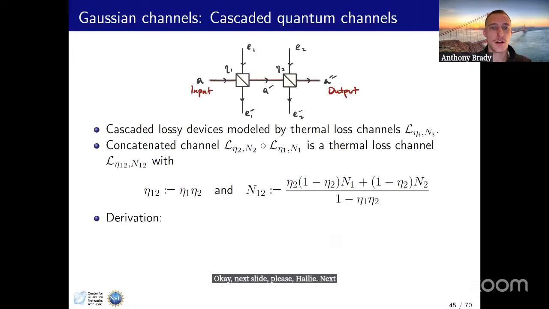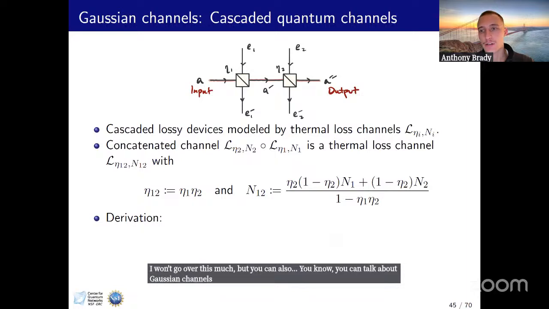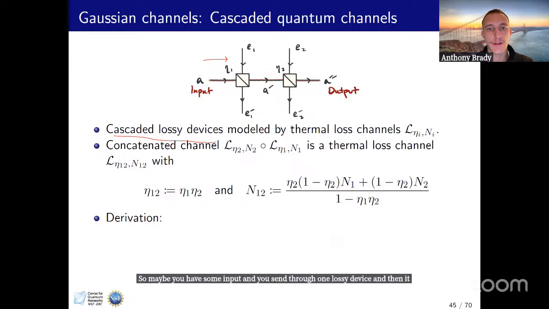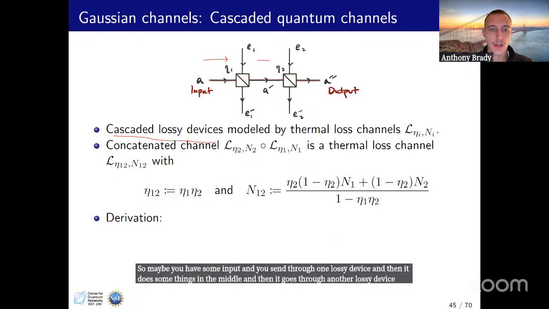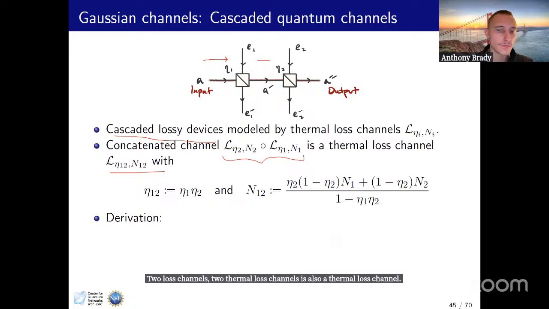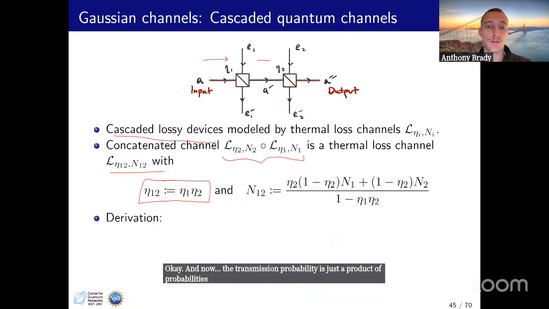Next slide. I won't go over this much, but you can also talk about Gaussian channels and concatenation of Gaussian, or cascaded quantum channels. So, for example, you can describe cascaded lossy devices. So maybe you have some input and you send it through one lossy device and then it does some things in the middle and then it goes through another lossy device and you can ask what happens. So for example, a concatenated channel of two thermal loss channels is also a thermal loss channel. Okay. And now the transmission probability is just a product of the transmission probabilities.